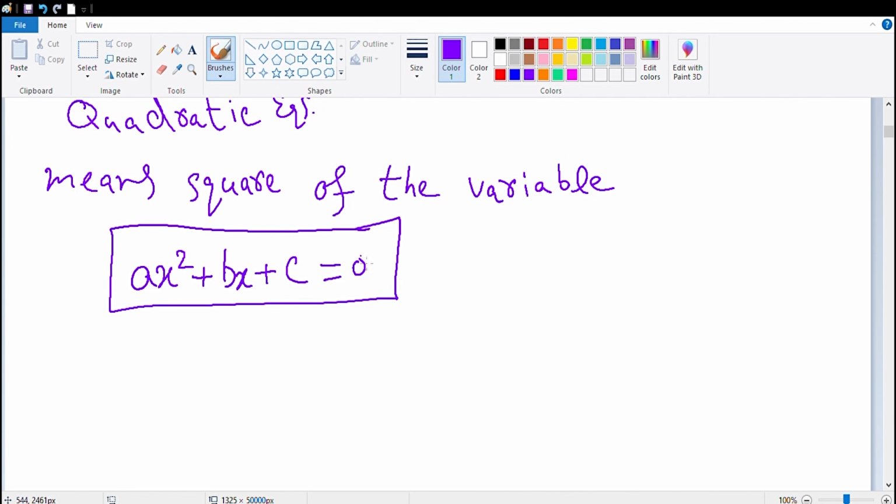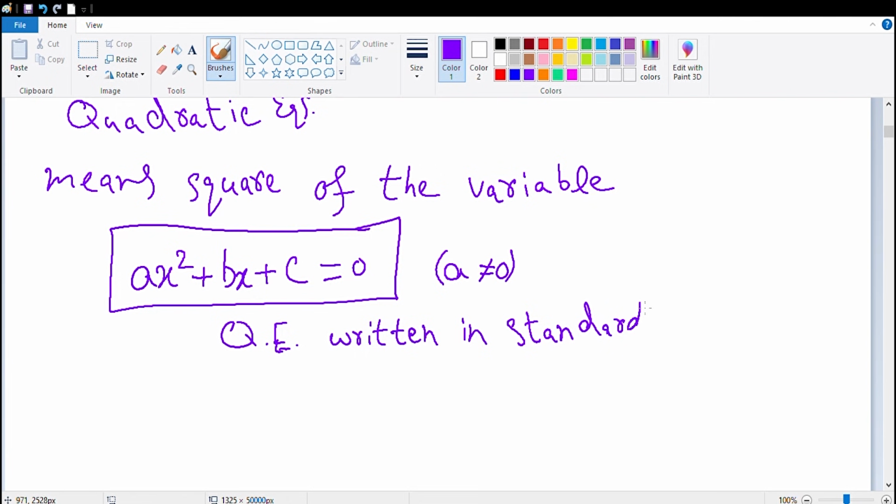Anyway, back to here. ax squared plus bx plus c is equal to 0. If we see an equation in this form, provided a is not equal to 0, this is a quadratic equation written in standard form.